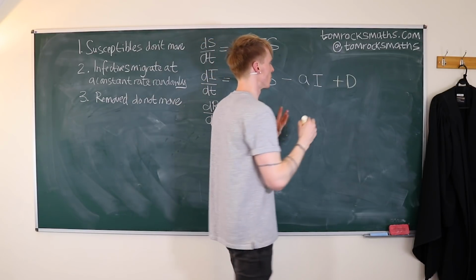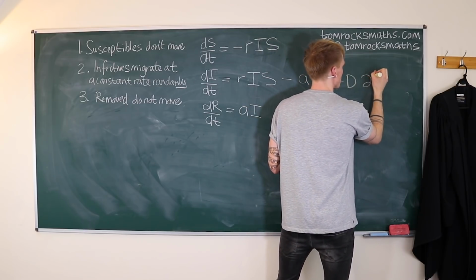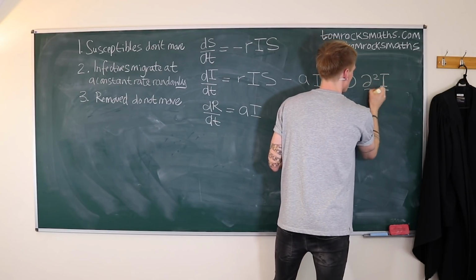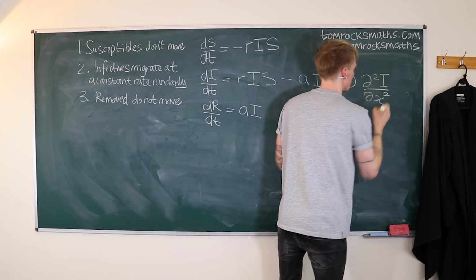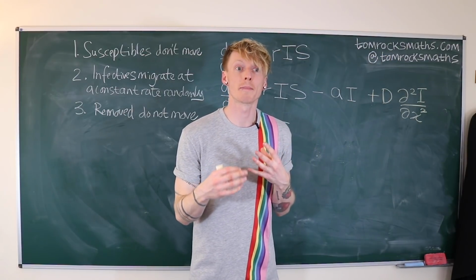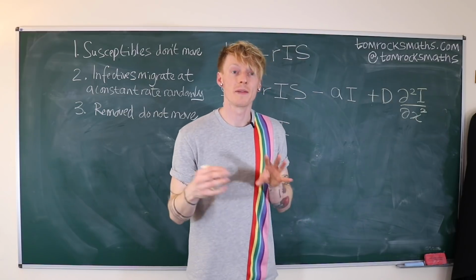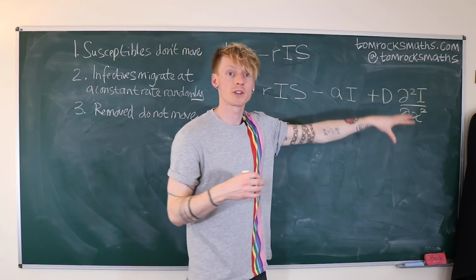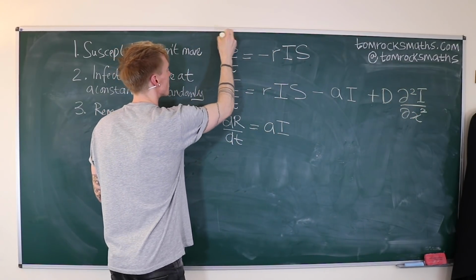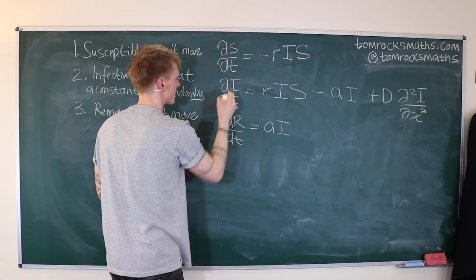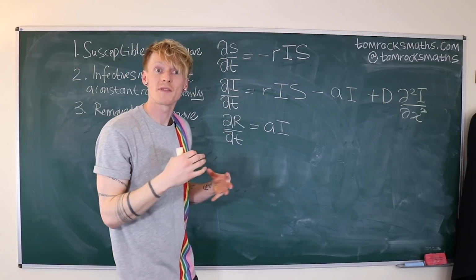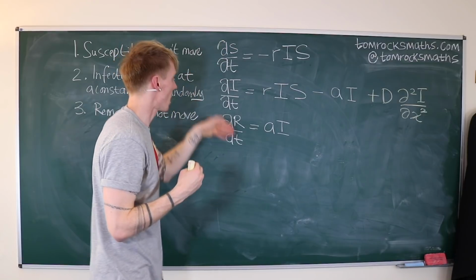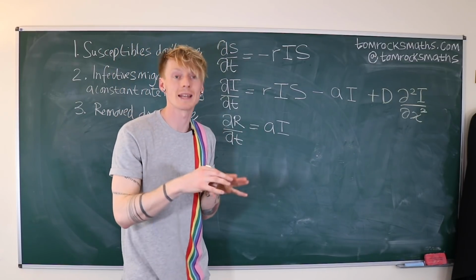And then the way we're going to model the diffusion mathematically is with a derivative. So we say that we have a second derivative of I with respect to x. Because our populations now depend on both time and space, this is why we have a partial derivative in this formula over here. And so I'm going to do the same and convert these derivatives into curly d's. And this is what signifies that it's a partial derivative and that our variables S, I, and R now depend on both time and space.